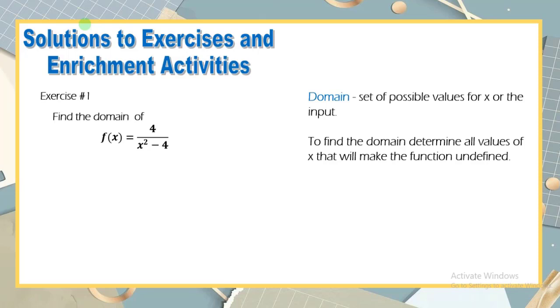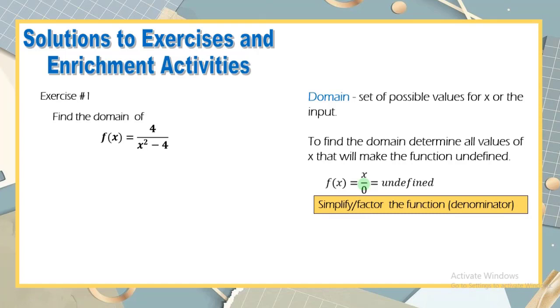So when can we say that the function is undefined? That is simply when your denominator here is equal to 0. Take note, any number divided by 0 is undefined. So first step, simplify or factor the function or your denominator. So our denominator here, x squared minus 4, is factorable since it is a difference of 2 squares.